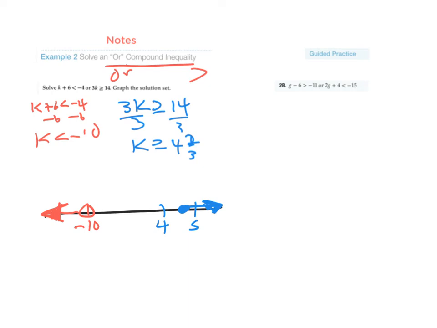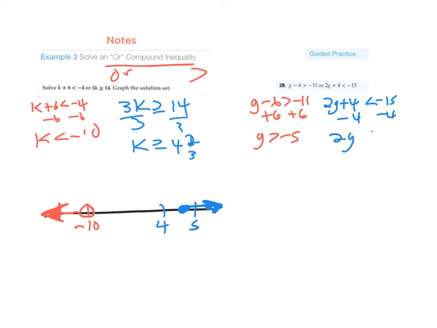So let's solve another question with the "or." We have g minus 6 greater than negative 11. If I add 6 to both sides, g is greater than negative 5. And if I solve my other equation, 2g plus 4 less than negative 16, so minus 4, 2g is less than negative 20. Divide by 2, g is less than negative 10.